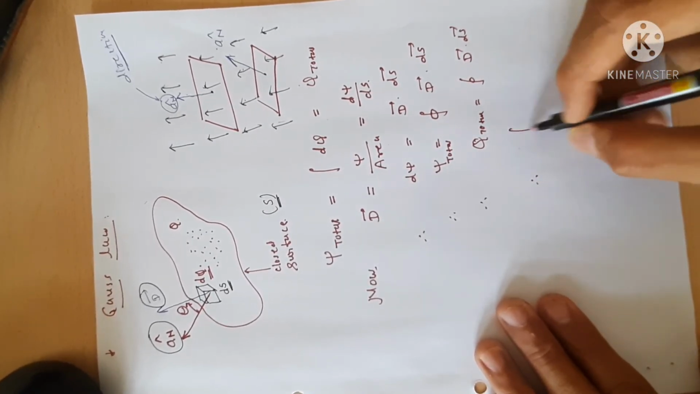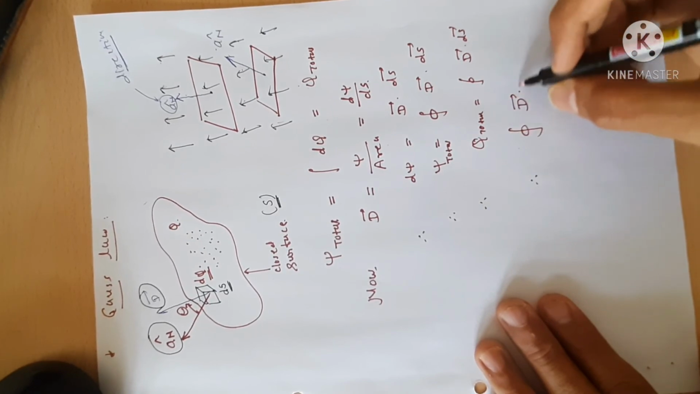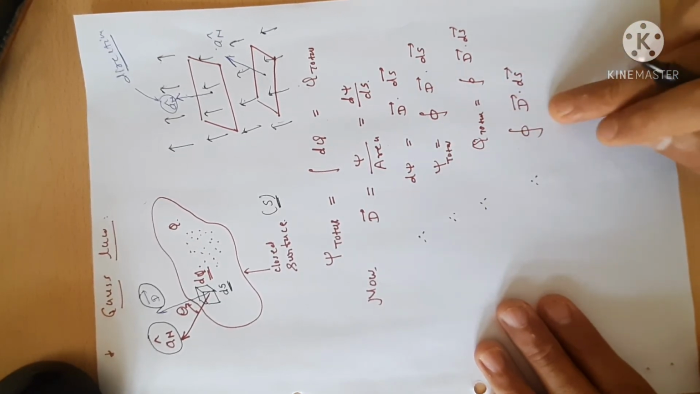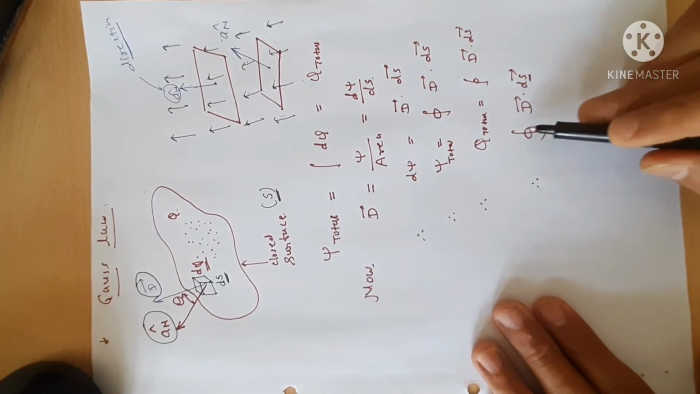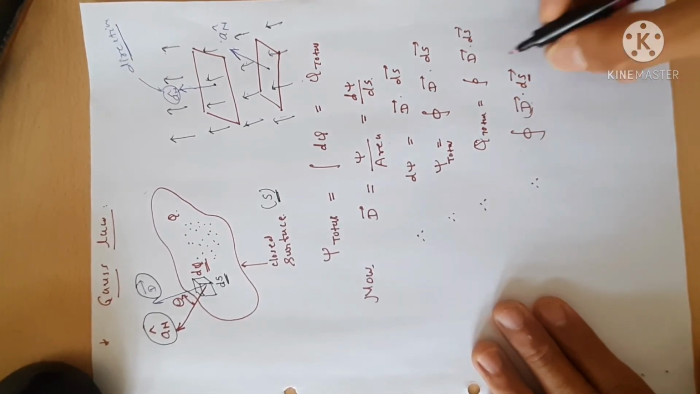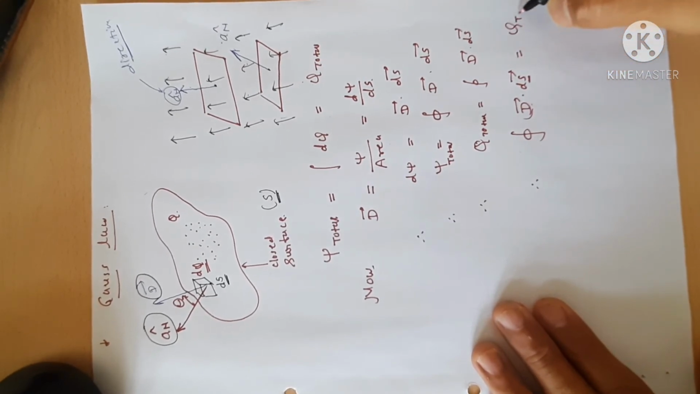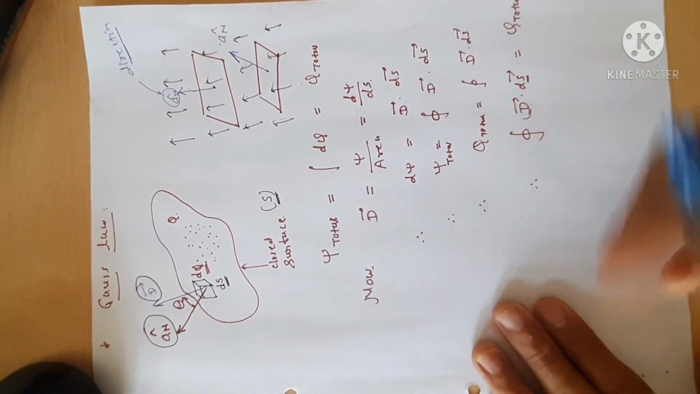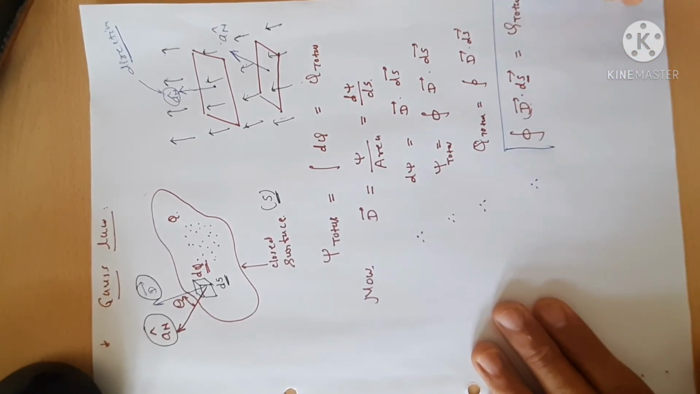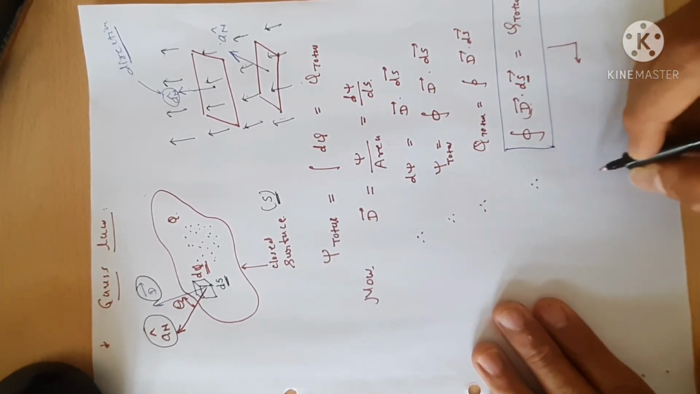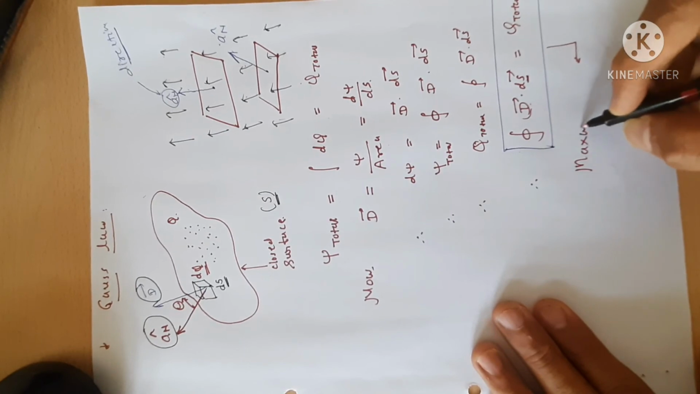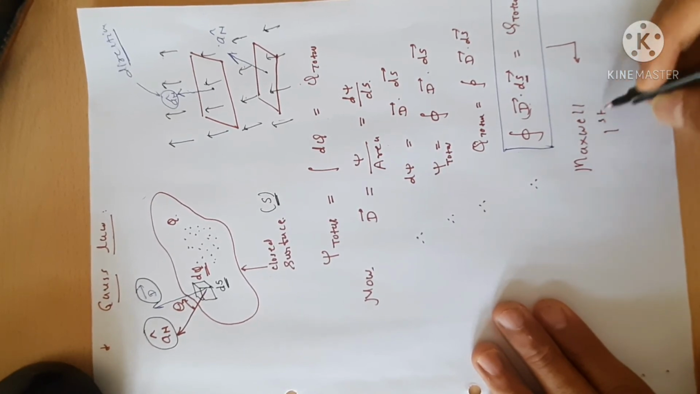Finally, this is the statement of Gauss law: the closed surface integration of electric flux density is equal to the total charge, or the flux passing through any closed surface is equal to the total charge enclosed by that surface. So it is known as Gauss law, or you can say that this is our Maxwell's first equation.